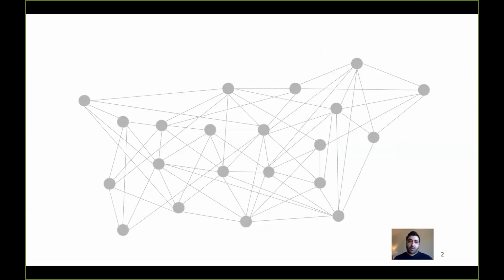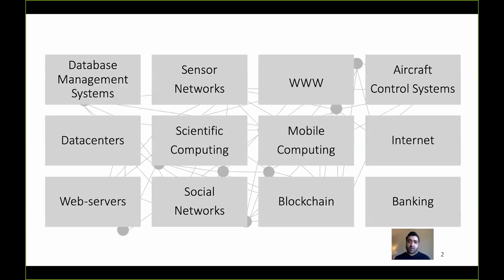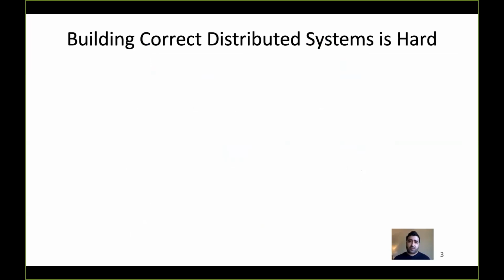So as we all know, distributed systems are in every aspect of our lives. They are in mobile computing, scientific computing, data centers, banking, and so on. But these systems do not usually work as expected. And this is hardly surprising, since building correct distributed systems is really hard. So let's lay out some of the challenges as well as the typical solutions that have been used in the literature to address building correct distributed systems.